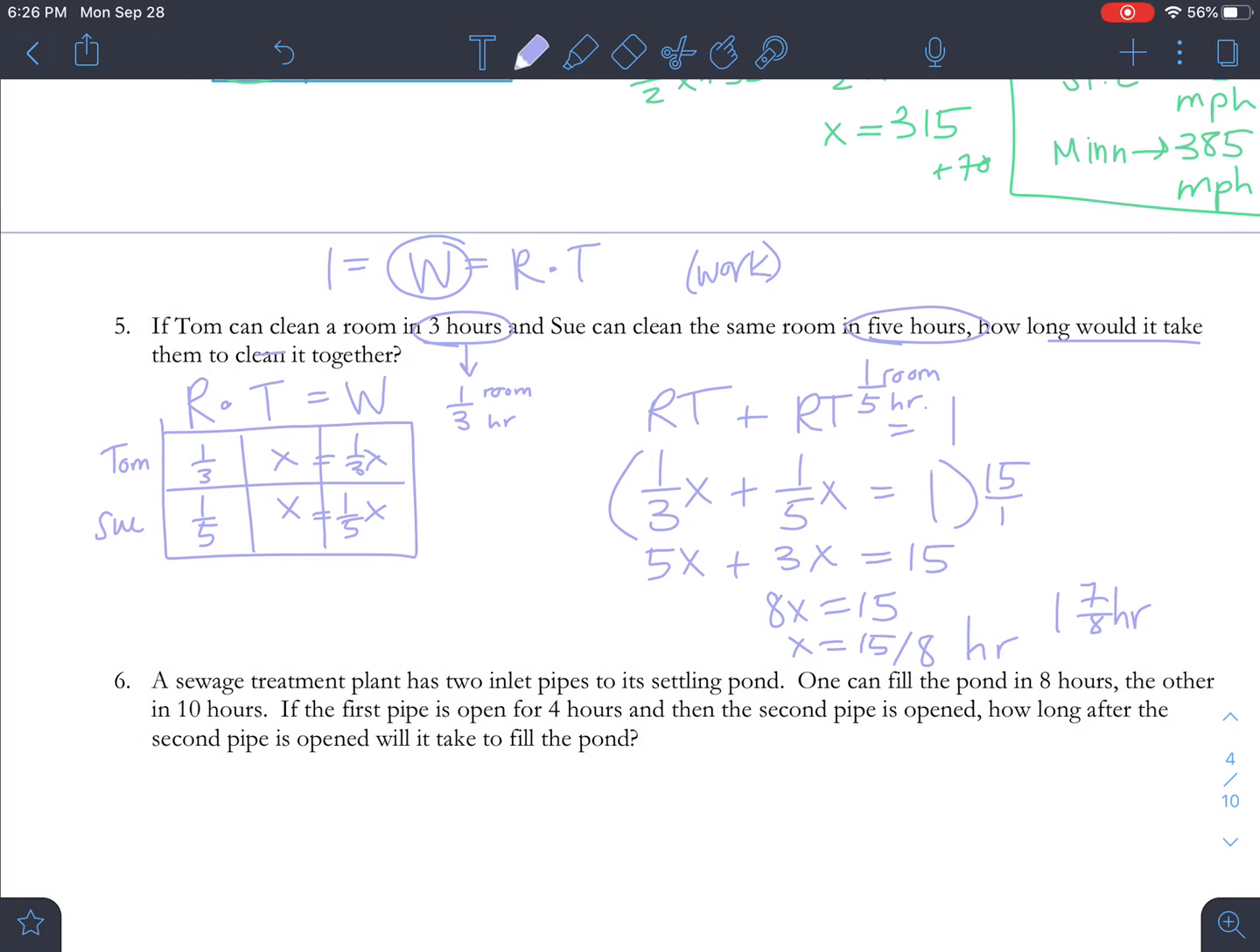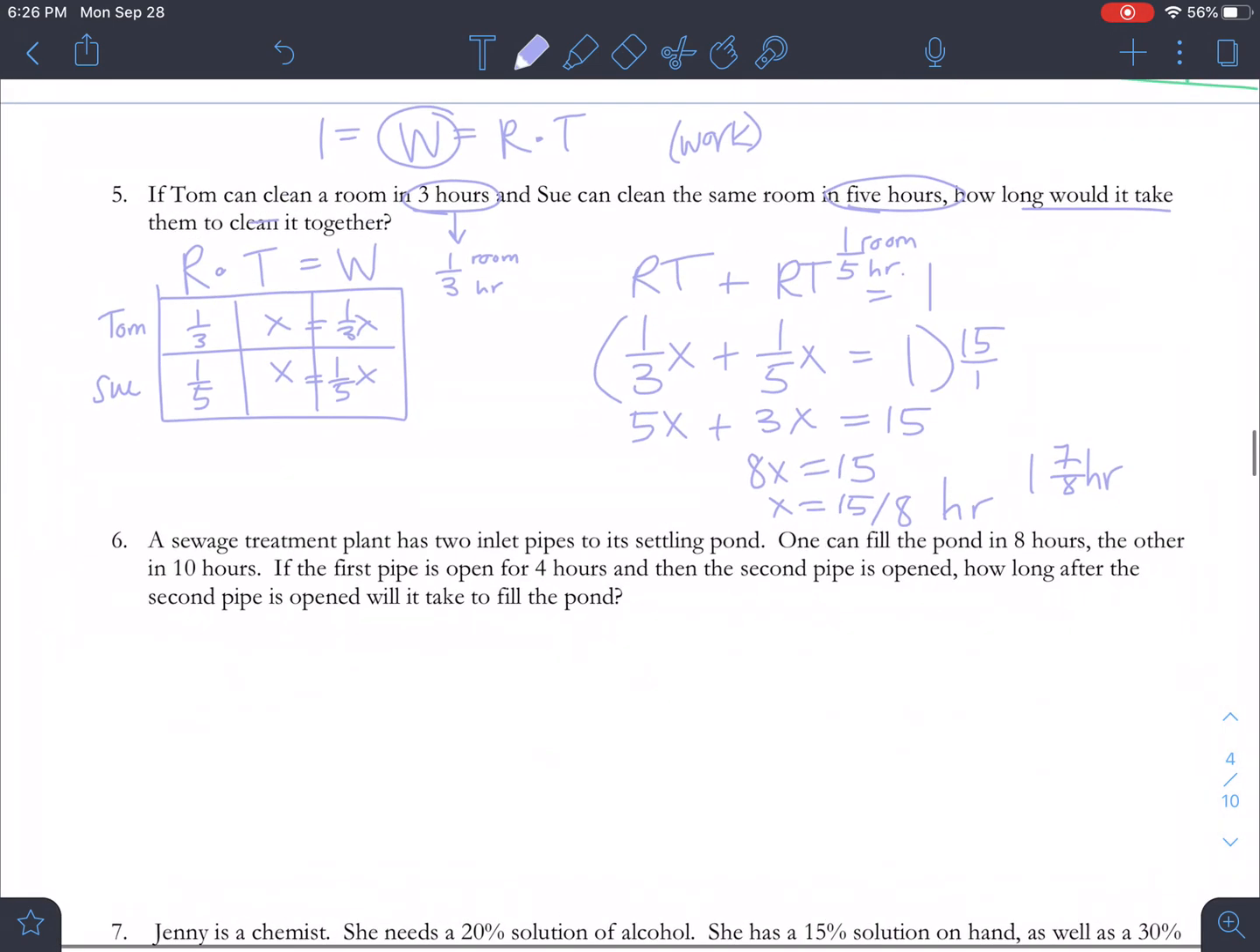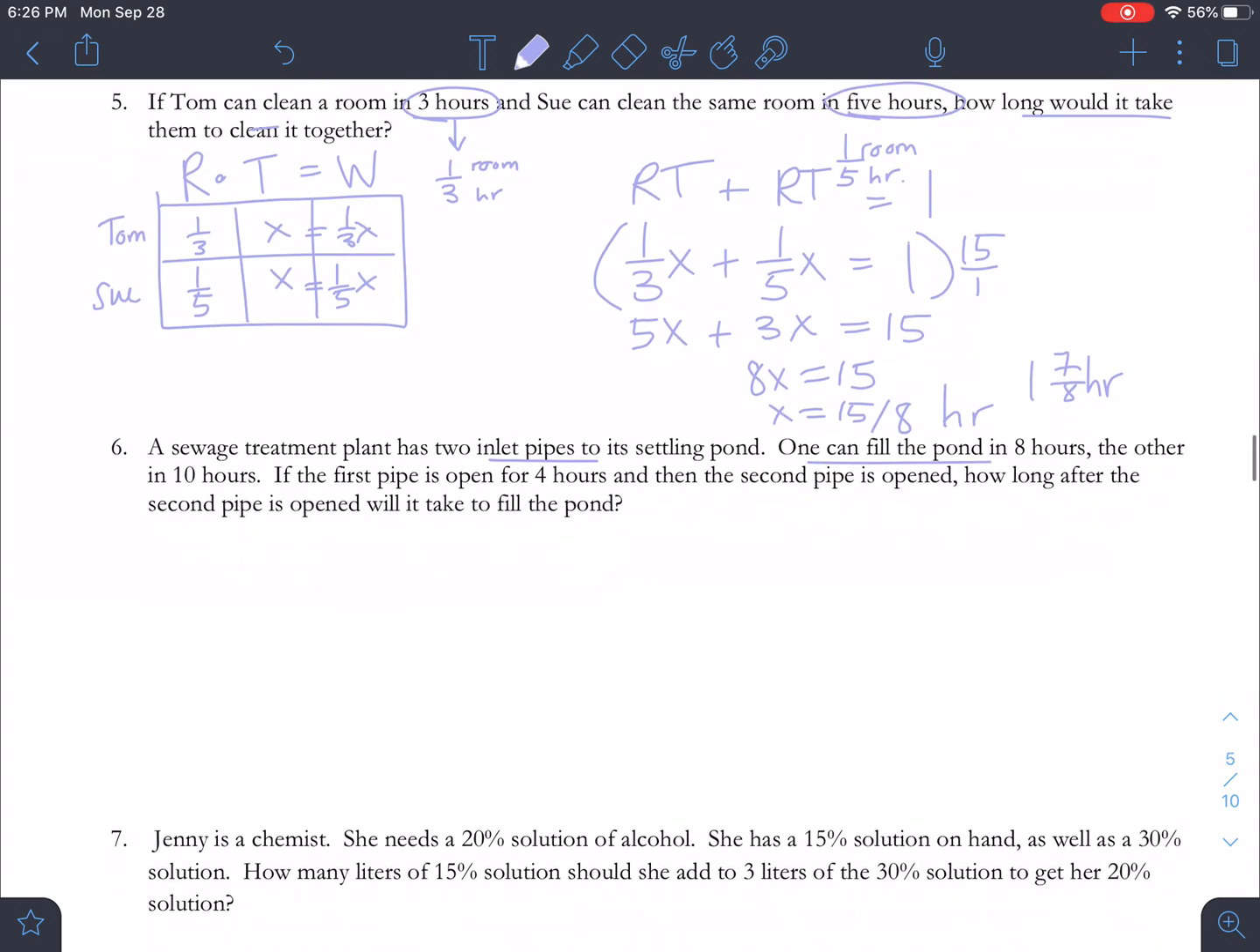Now, there is a situation where we might talk about things working against each other. So typically it's not within cleaning. That'd be like if Tom was cleaning and Sue came around and threw all the clothes on the floor. Typically it's for these pipe problems. Okay, so we'll set up this next problem here. The sewage treatment plant one, which is just delightful to talk about sewage. I don't know if you were looking to talk about it, but here it is.